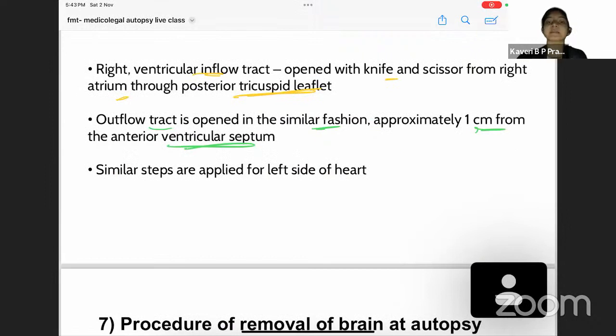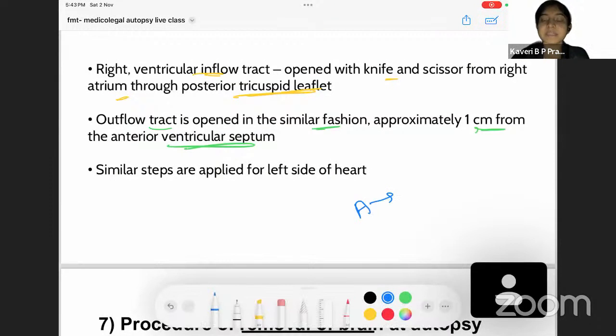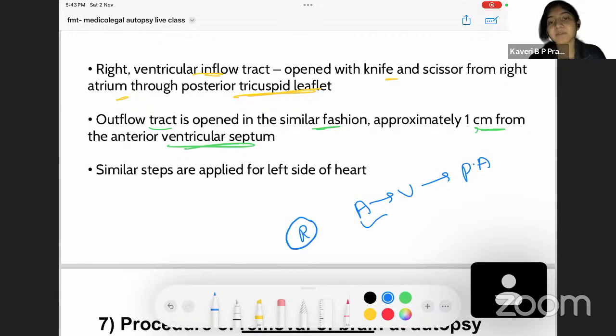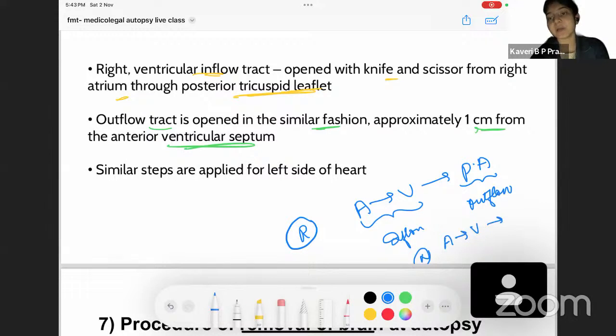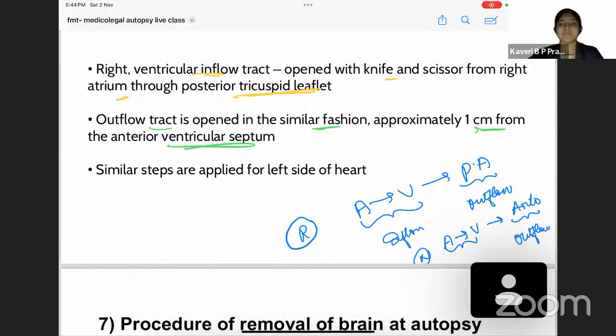So now whatever we discussed, from the atrium to the ventricle, and then we go to the pulmonary artery, this is nothing but the right side. Similarly, here atrium and ventricle is nothing but the inflow, and coming to the pulmonary artery is nothing but the outflow. Now coming to the left side of the heart, so what do you have there? You have atrium, you have ventricle, and then later you have aorta. So here, what is the inflow? Inflow is atrium and ventricle, and coming to aorta, it is nothing but the outflow. So in a similar fashion you do it for the left side also.